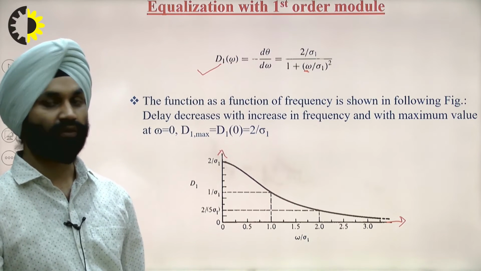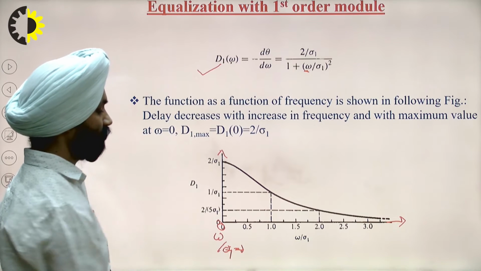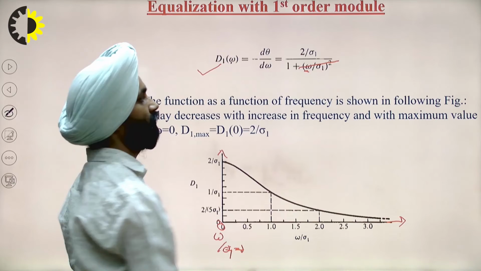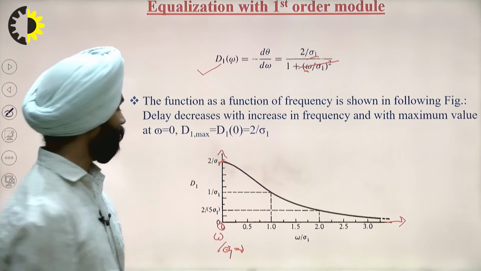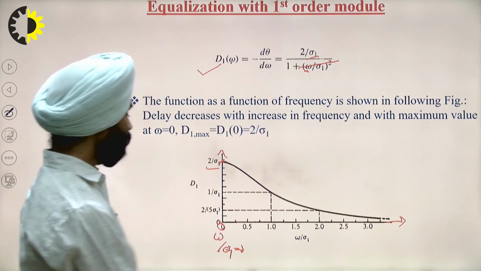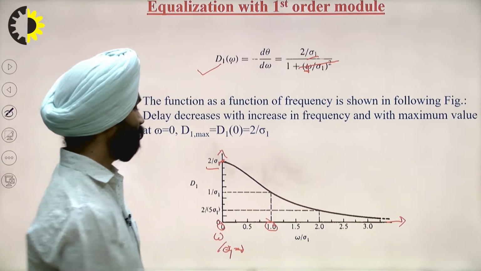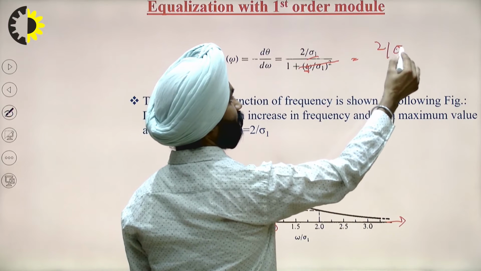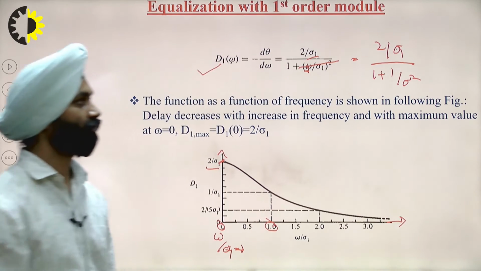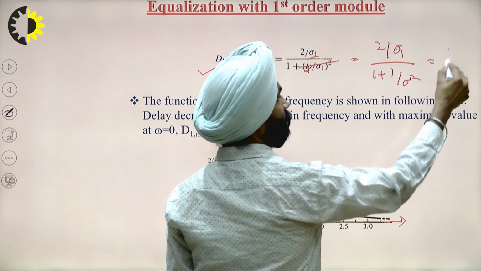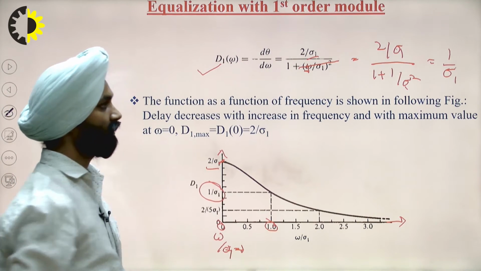When omega is 0, psi 1 is equal to 0, so this value is 0, and it gives 2 by psi 1. So the maximum value is at omega equal to 0, which is 2 by psi 1. At omega equal to 1, this is equal to 2 by psi 1 upon 1 plus 1 by psi square, and if we calculate it, it gives 1 by psi 1.